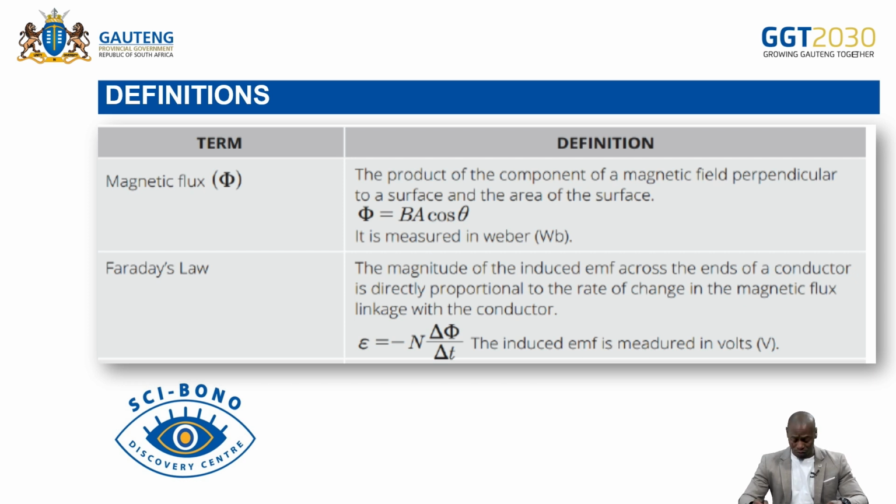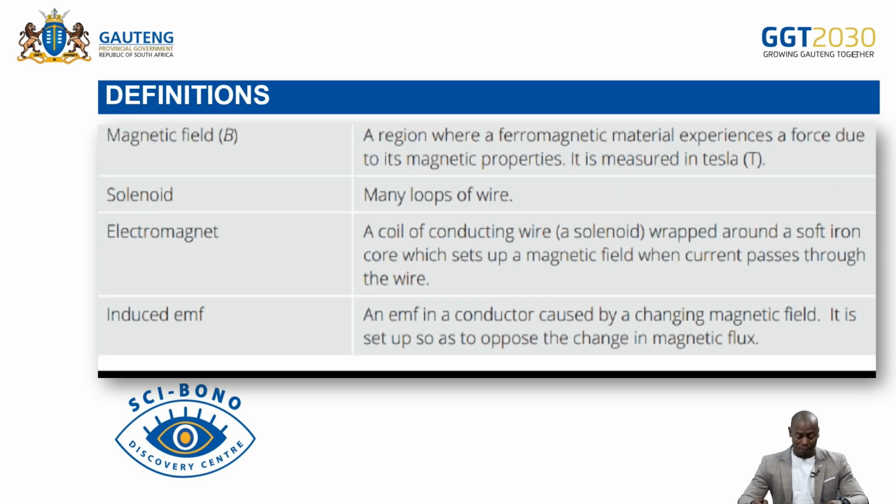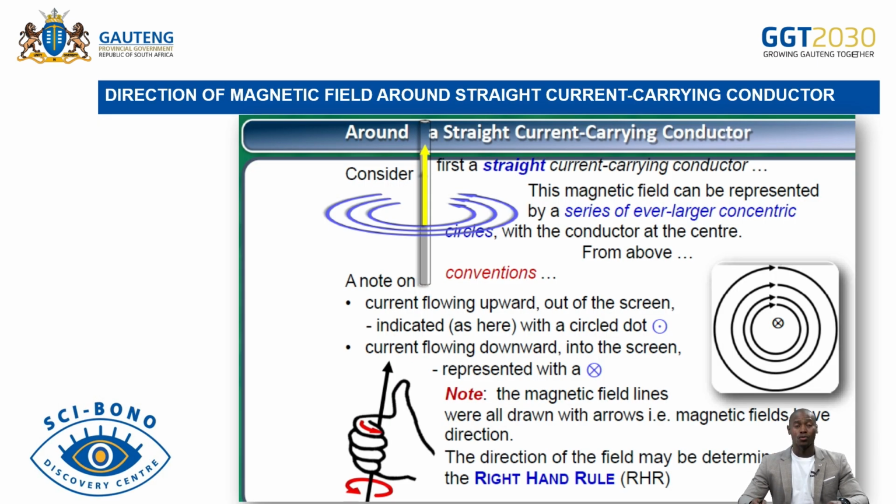These are the important terms or definitions when it comes to this topic, although I'm not going to go through them now. They are magnetic flux, and how to represent the magnetic flux. We use phi, so this symbol is phi. Phi is the symbol for magnetic flux. We are going to talk more about that. Faraday's law, magnetic field, a solenoid, electromagnet, EMF or induced EMF. Those are the important definitions when it comes to this topic. As we move on, we are going to introduce them.